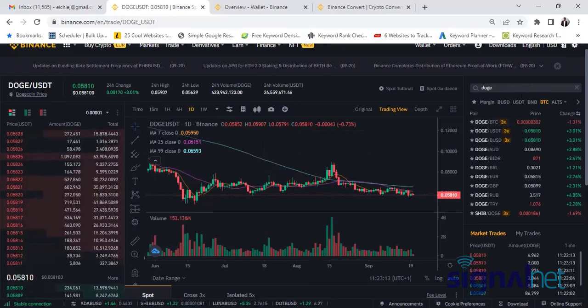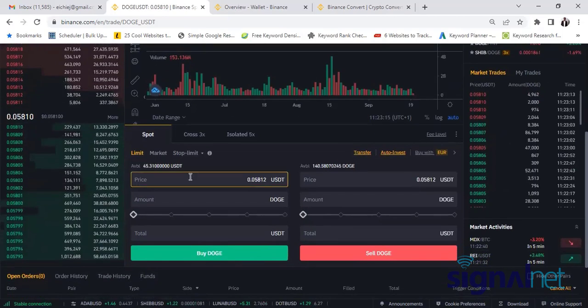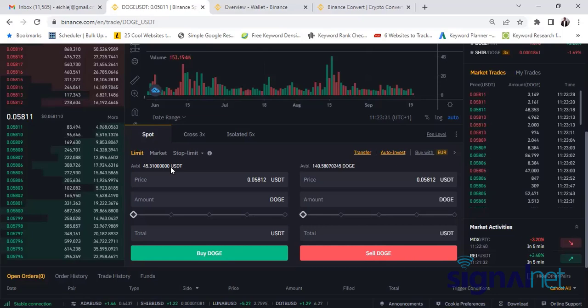I come down to this place. On the buy side, it's going to be like this. The buy side will show me my available balance in terms of the base currency. Is it the base? The secondary currency, that's the quote. If it's Doge USDT, on this side for buy, it shows me my available balance in USDT. On this other side for sell, it shows me my available balance in the other currency that I'm interested in.